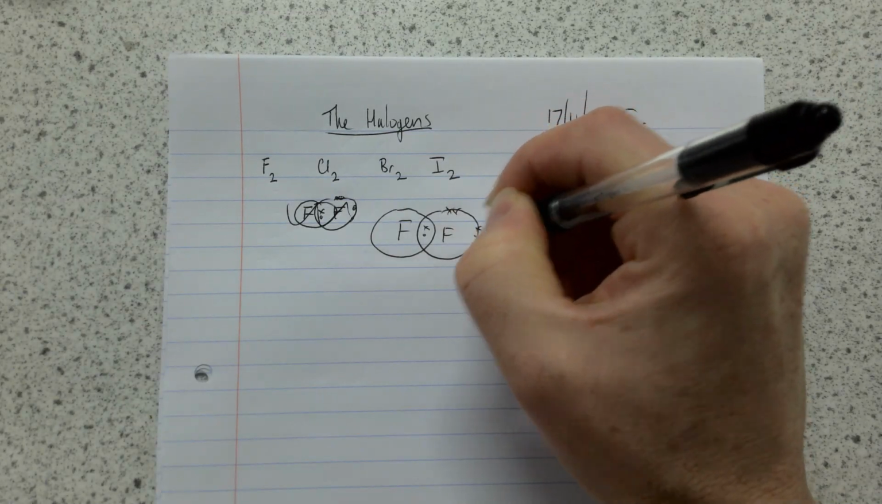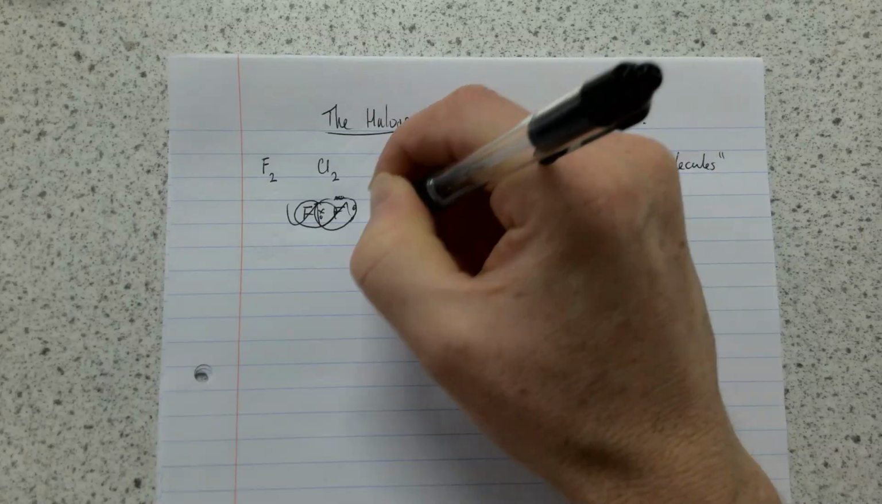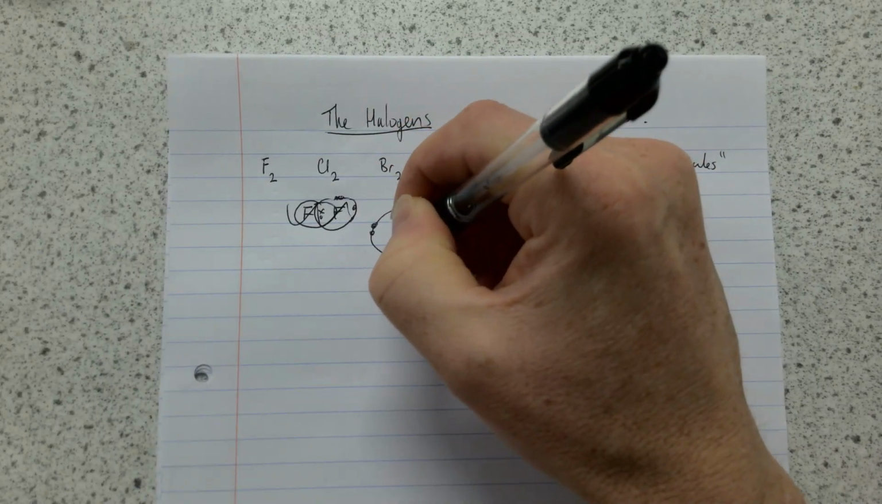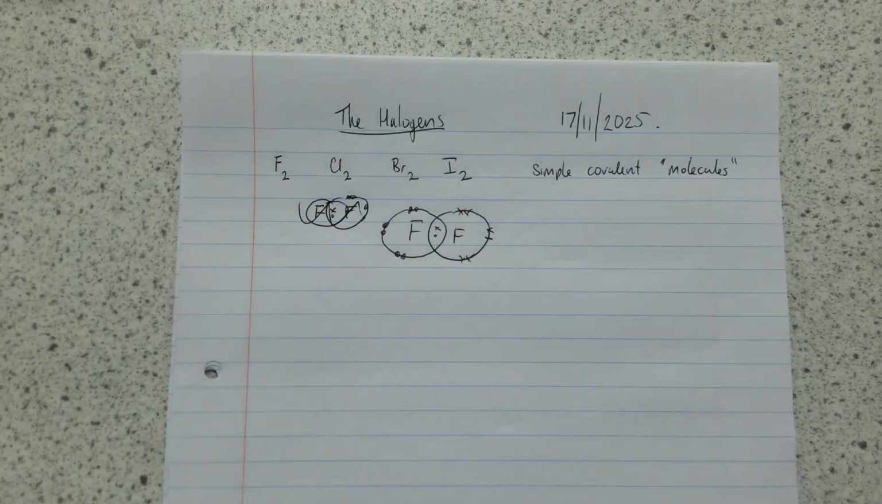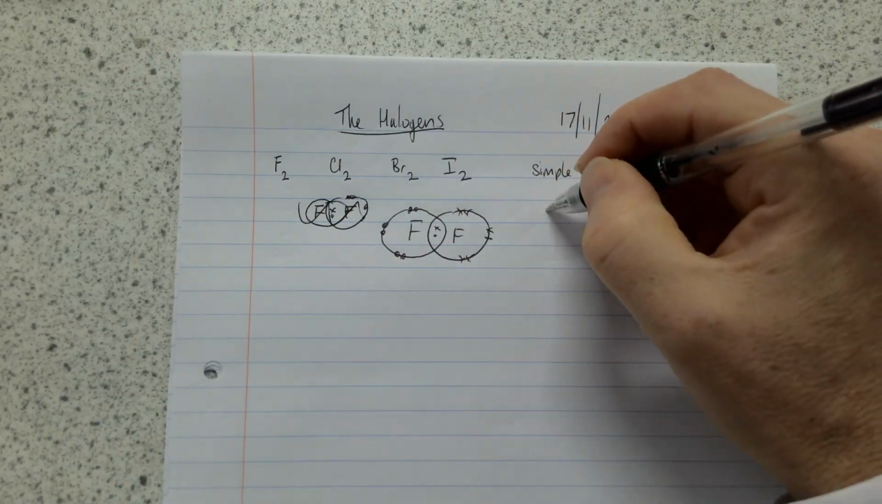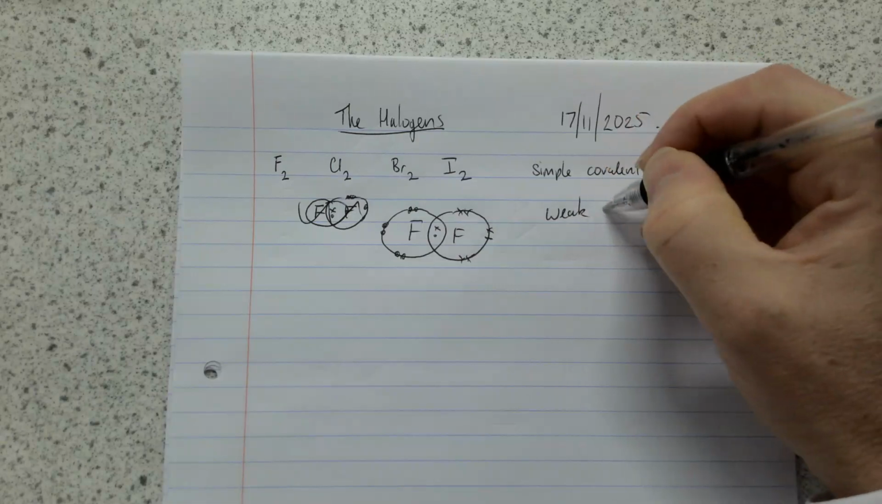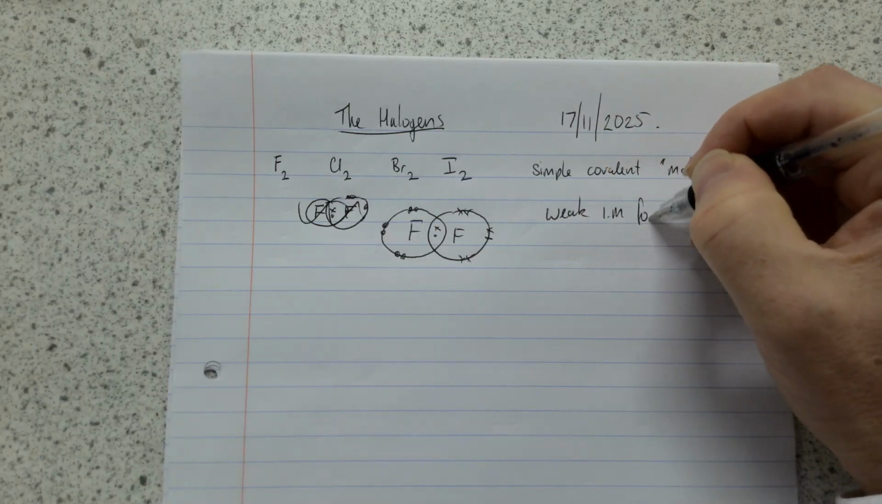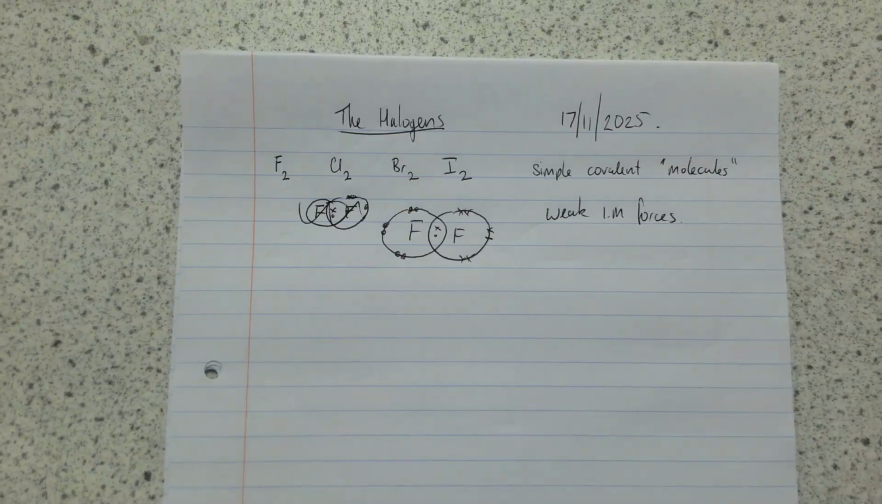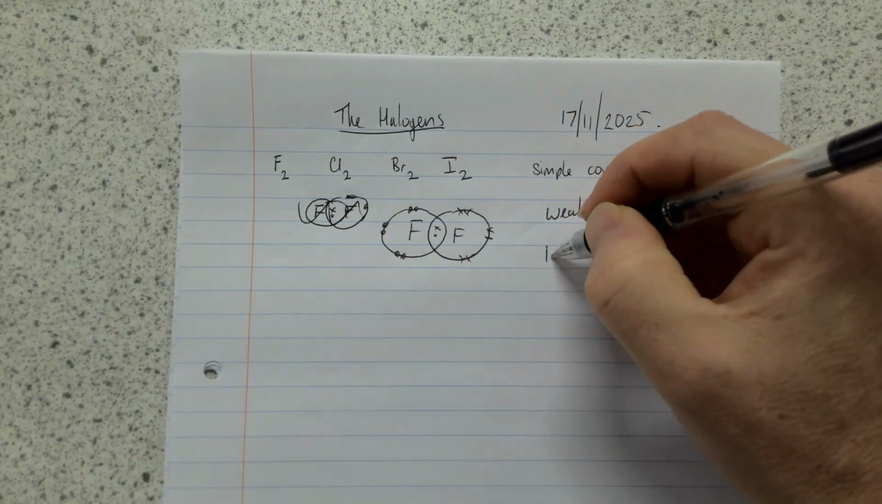And that's a single bond, so you get something like fluorine. They'll all be the same sort of thing, but they've got weak forces between the molecules, so they've got weak intermolecular forces, like any simple covalent substance, and therefore they've got low boiling points.